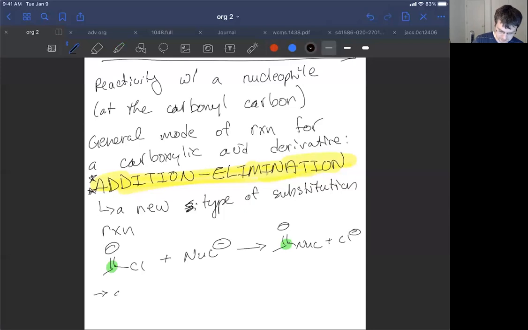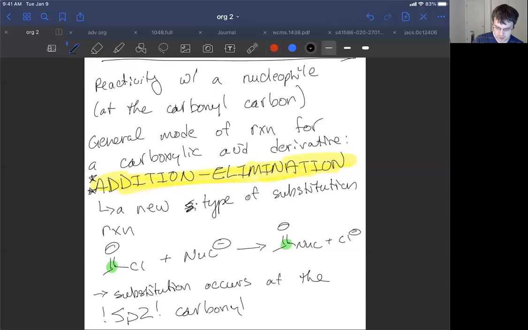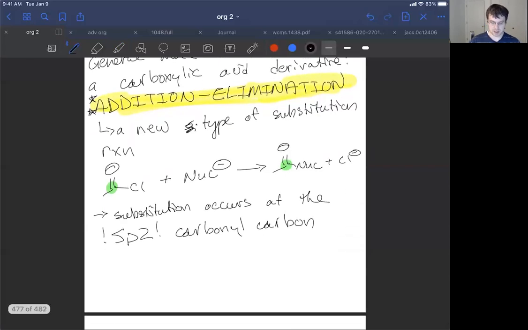Substitution happens at the, I need to emphasize this, sp2 carbonyl carbon. Now, for reasons of molecular orbitals and that sort of thing, conversations I'm willing to have with each of you, if you're interested, just let me know. But for the sake of making the material manageable, we're not going to worry about it here. But at sp2 atoms, we get no SN2 reaction.